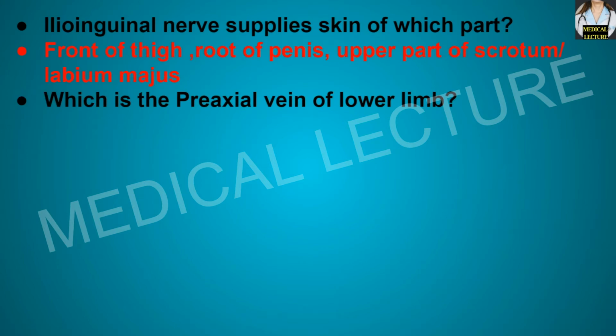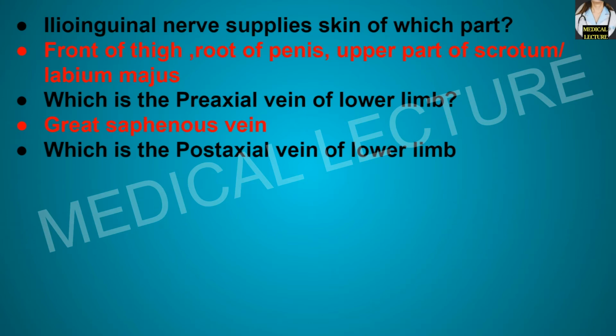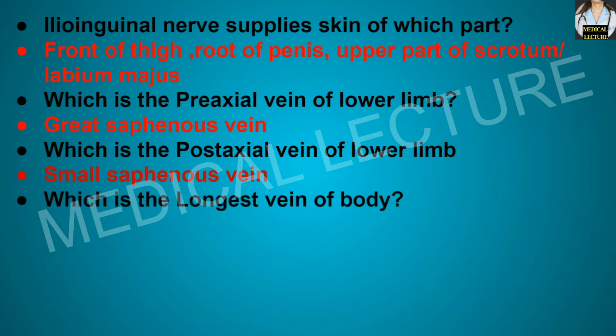Which is the pre-axial vein of the lower limb? So it is the great saphenous vein. And which is the post-axial vein of the lower limb? So it is the small saphenous vein. Which is the longest vein of the body? So it is great saphenous vein.